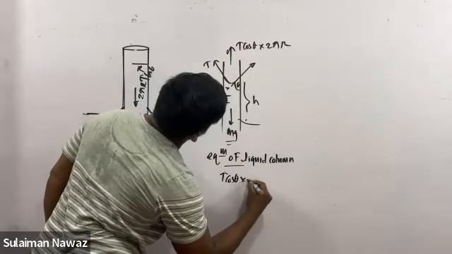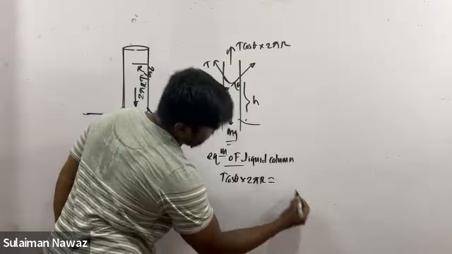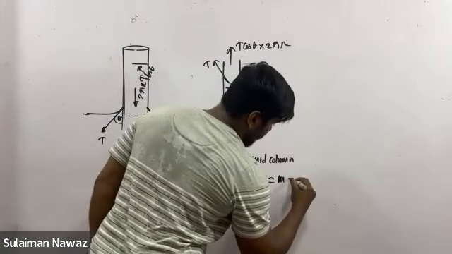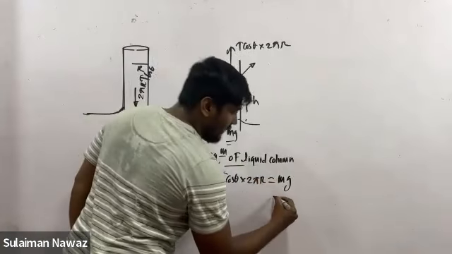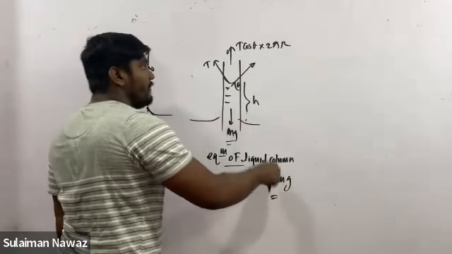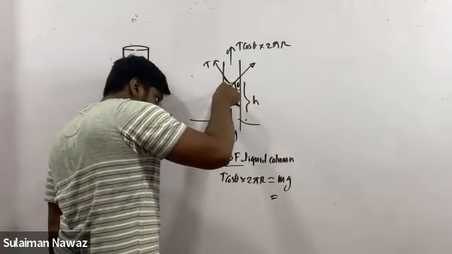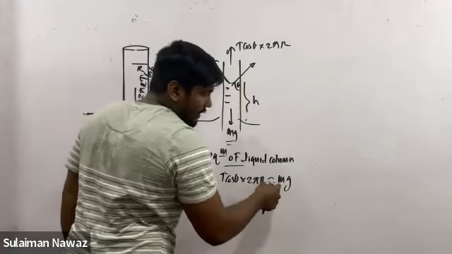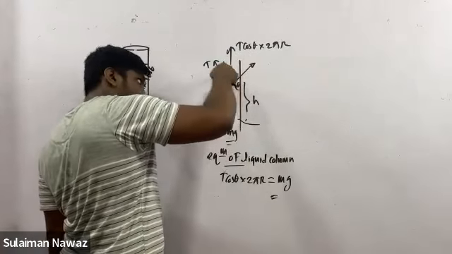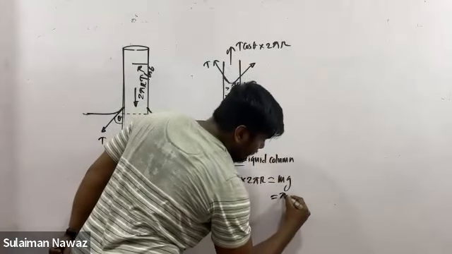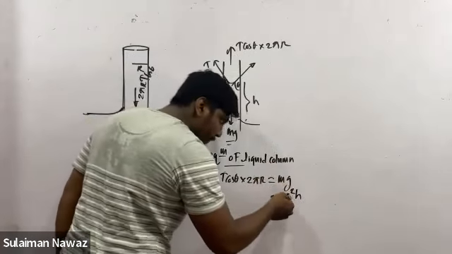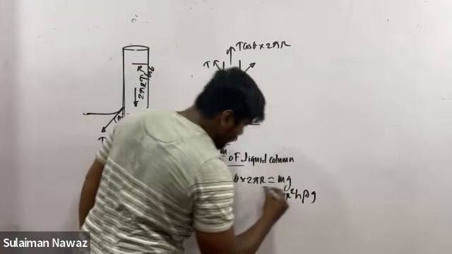T cos theta into 2 pi capital R must be equal to mg. Now simply, mass means volume into density. What is volume? If you think of this liquid column as a solid cylinder, volume means cross-sectional area into height. Cross-sectional area is pi capital R square, into height, is the volume. Mass means volume into density, rho g.